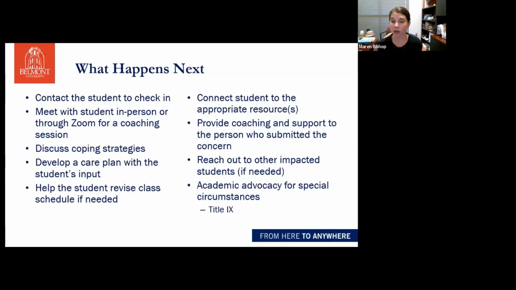We might reach out to other students that have been impacted. If it was a traumatic event, for example, and they were witnesses to that, we would follow up with them just to check in to see if they needed anything. And for some special circumstances, we might also do some academic advocacy. For example, if a student is dealing with a Title IX issue, they might need some additional academic assistance, and so we would help with that.